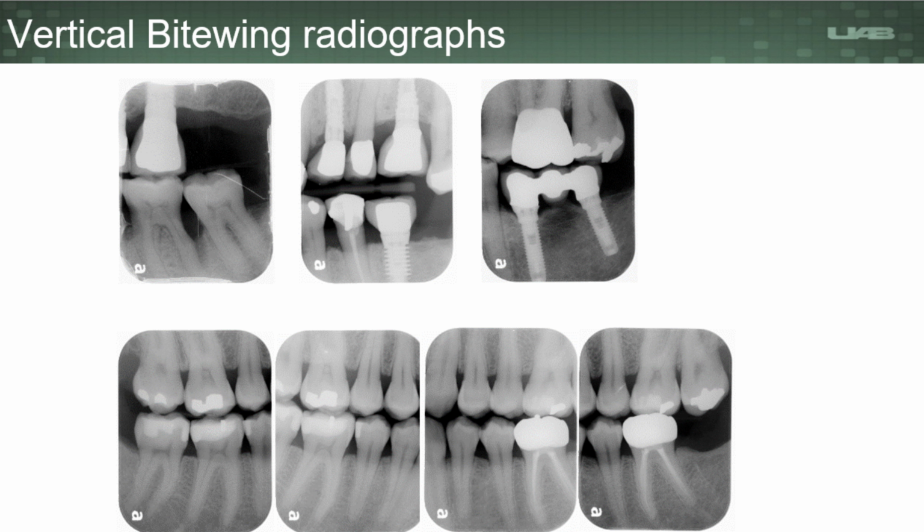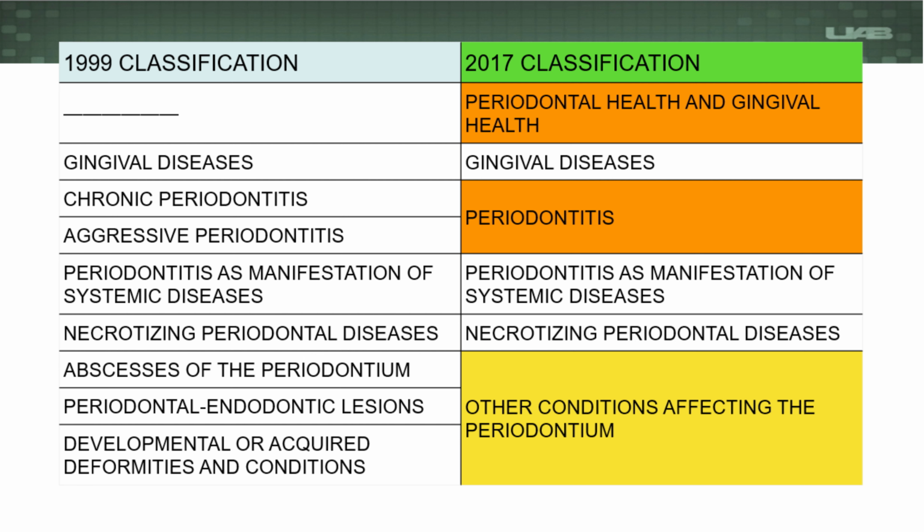So if we now go back to the classification, this classification has in many ways simplified things a little bit, in that we are no longer distinguishing between chronic and aggressive periodontitis.